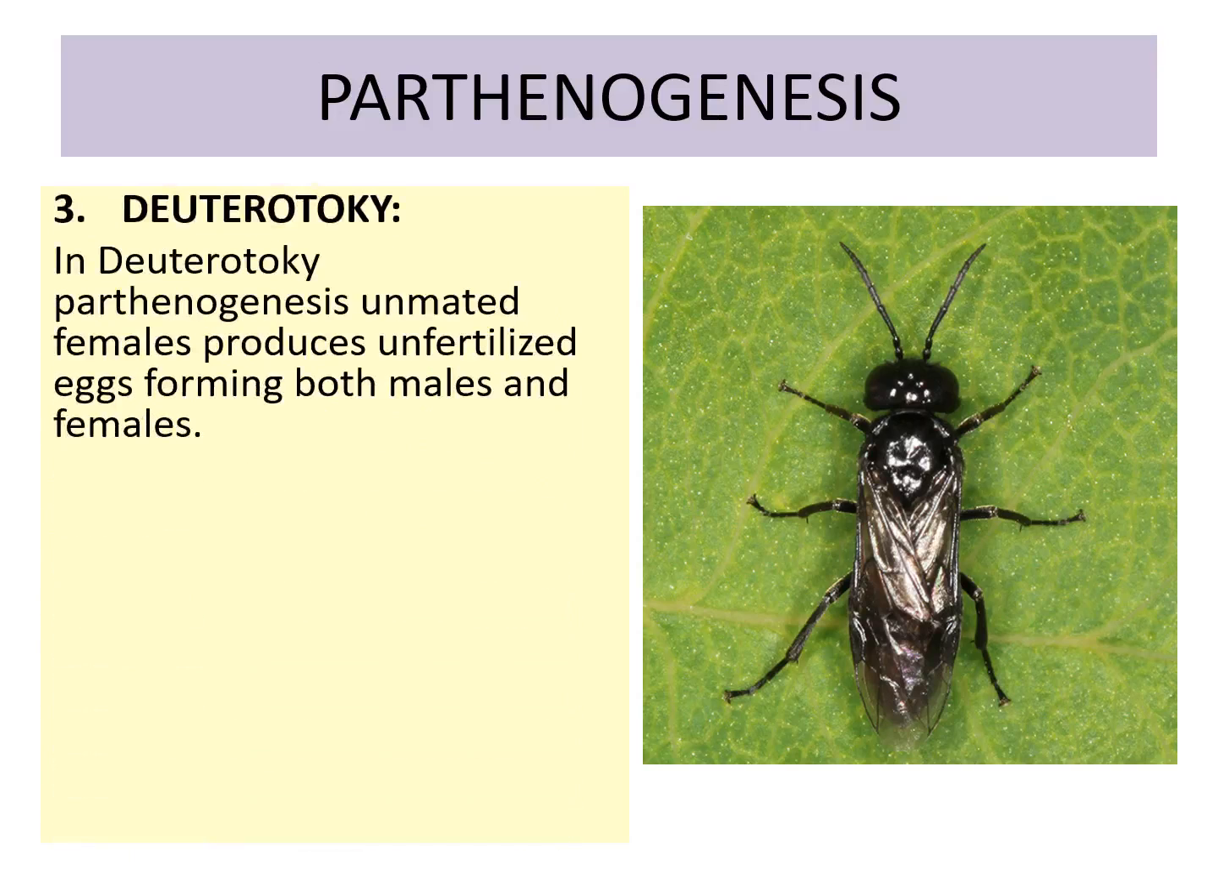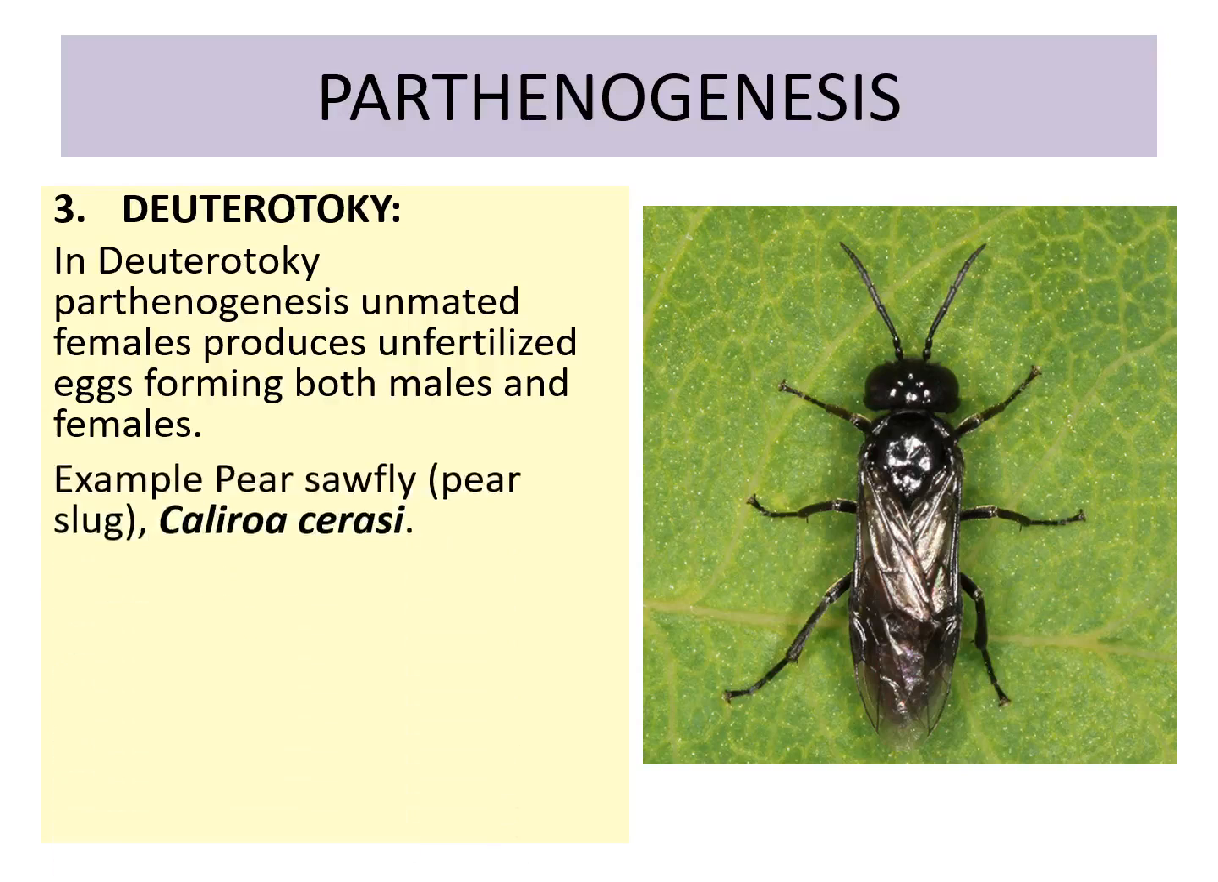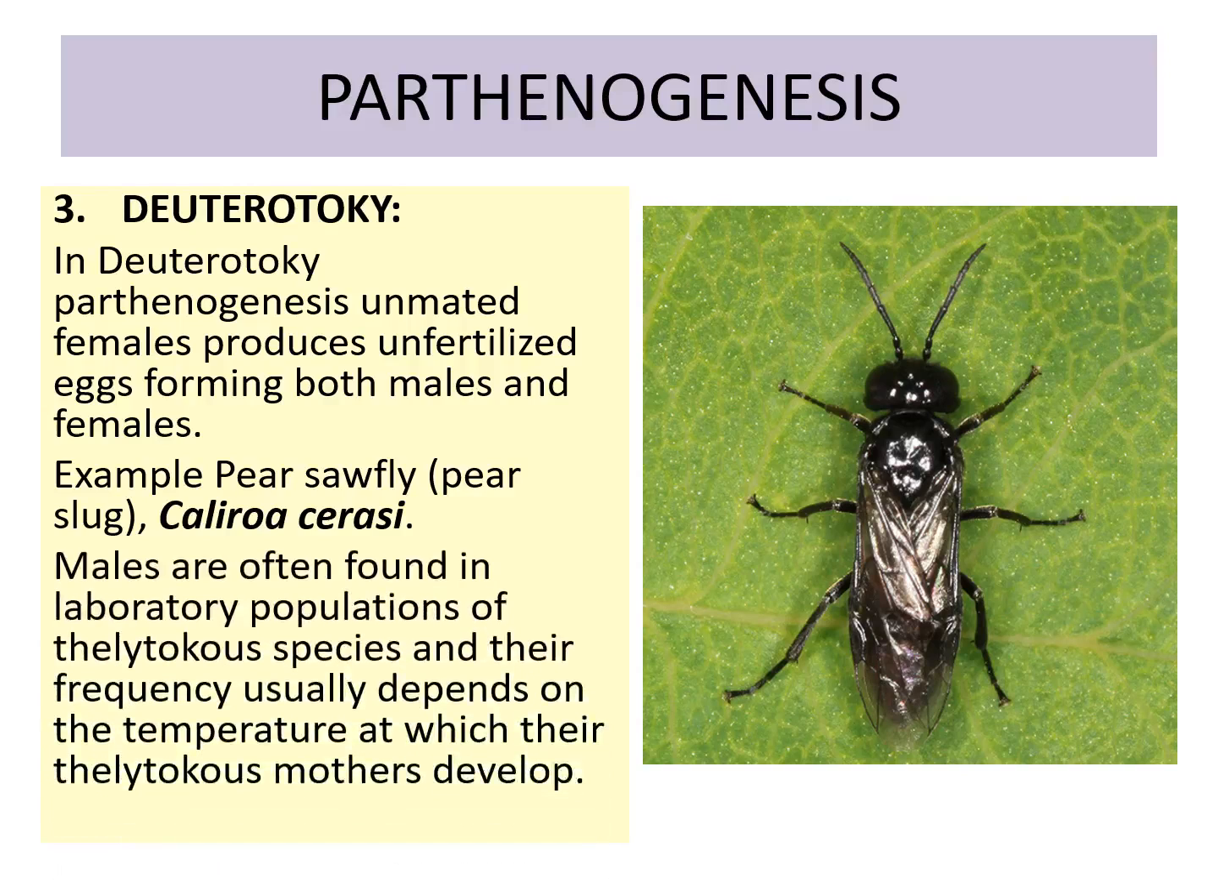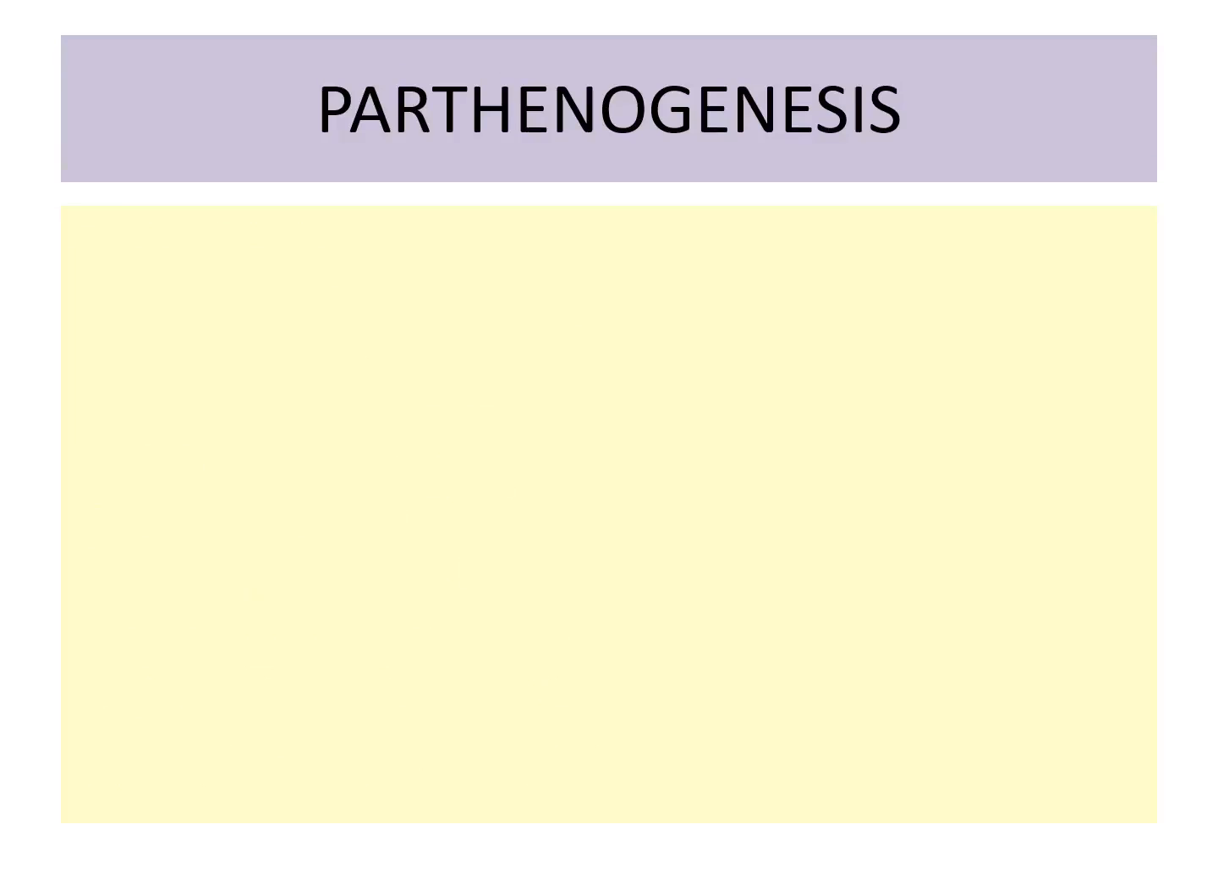Then is deuterotoky. In deuterotoky parthenogenesis, unmated females produce unfertilized eggs forming both male and female. For example, pear sawfly, that is Caliroa. Males are often found in the laboratory population of thelytokous species, and their frequency usually depends upon the temperature at which their thelytokous mothers develop.